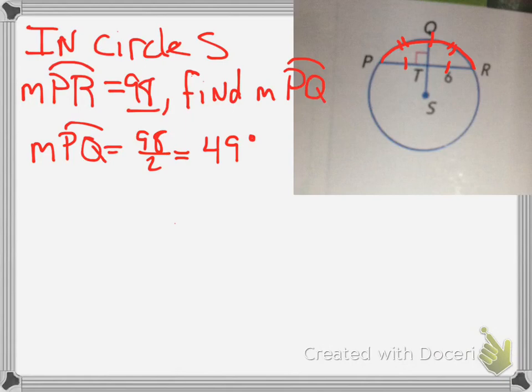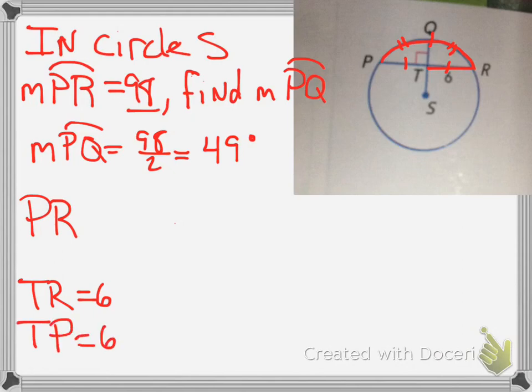Okay, and also let's do this example. What about if I wanted to find PR? If TR is equal to 6, then PT would be equal to 6, or let's say TP would be equal to 6, and both of those being equal to 6, then the whole thing across PR would be equal to 12 units. Easy peasy, simple as can be, right?